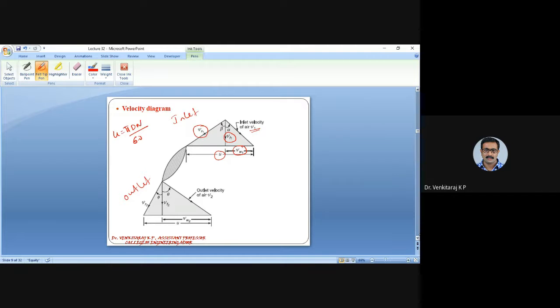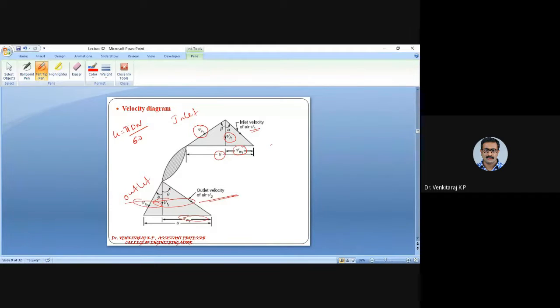Then the corresponding terms at the outlet triangle. You can see v2, the absolute velocity at the exit. The components vf2 and the whirl component vw2. Then relative velocity vr2. Then angles theta and phi. Theta is the air angle and phi is the blade angle at the outlet of the blade.